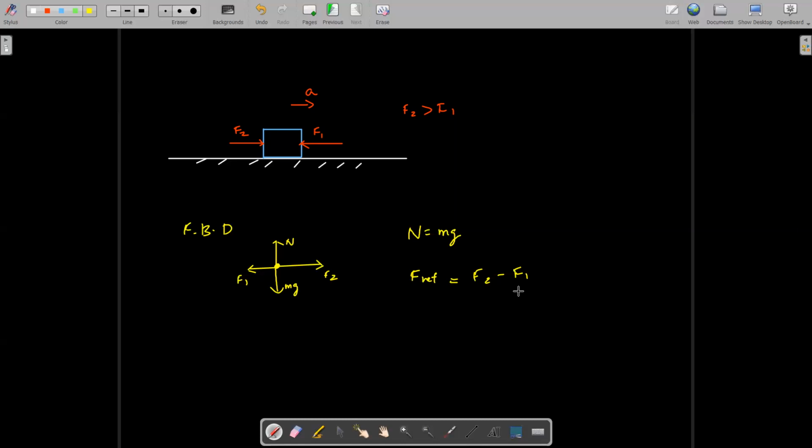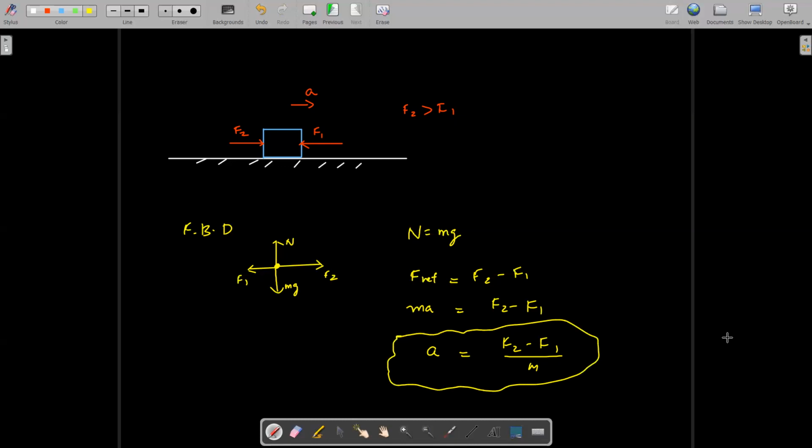Right? And from Newton's law, we know that this is equal to mass into acceleration. F net is actually equal to mass into acceleration. So we will get F2 minus F1, or the net acceleration of the body, will be equal to F2 minus F1 by M. So this will be the acceleration of the body.